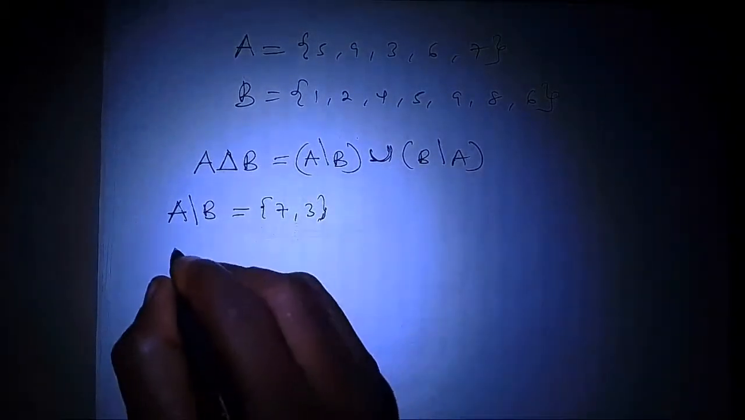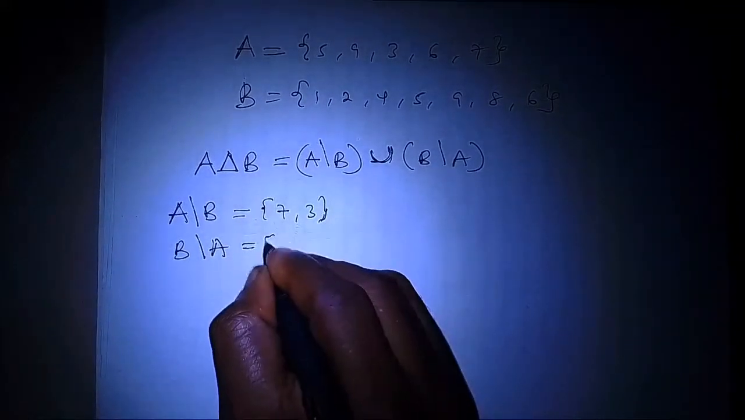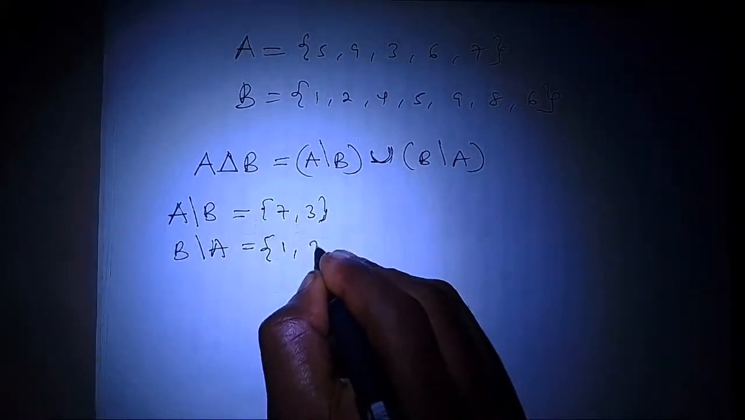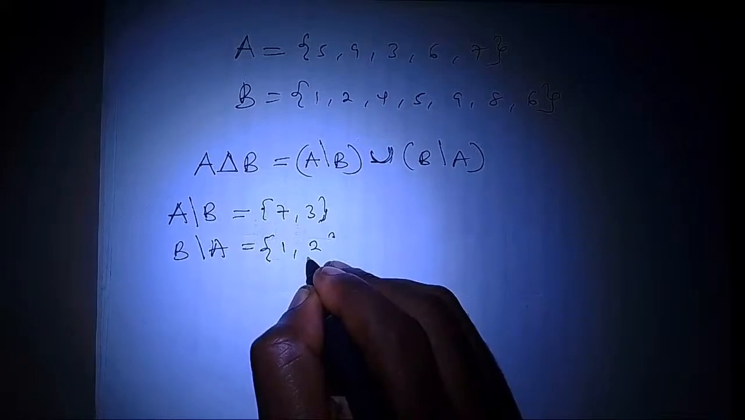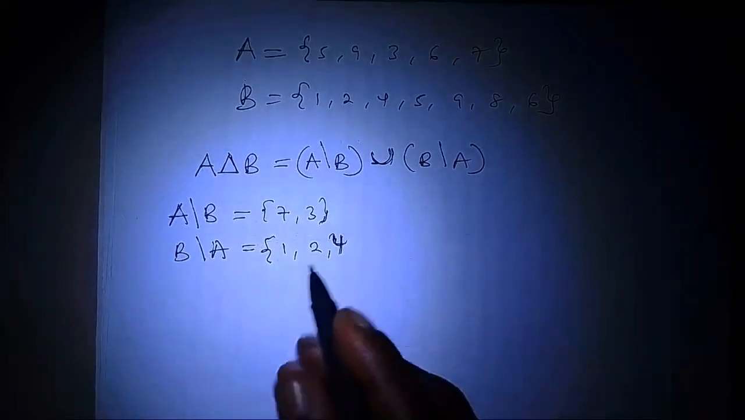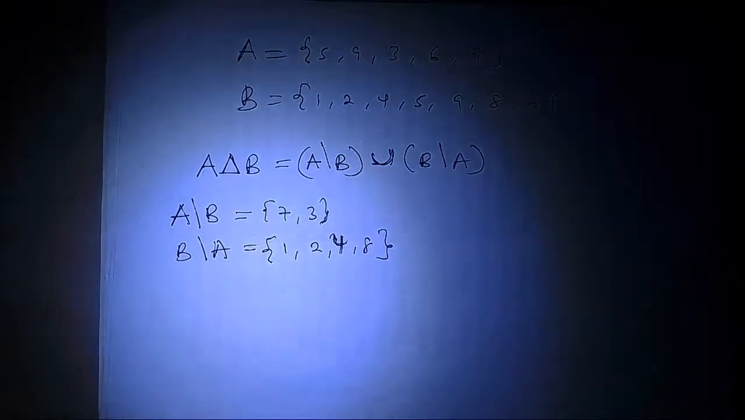Now let's go over to the elements you find only in B. The elements you find only in B are 1 and 2, and 4. There is 8 also. These are the elements found only in B.